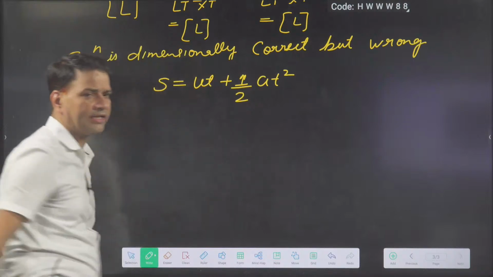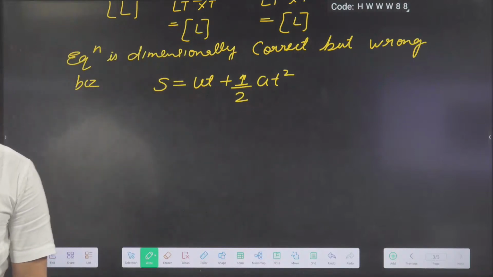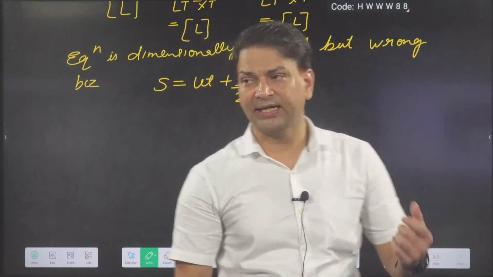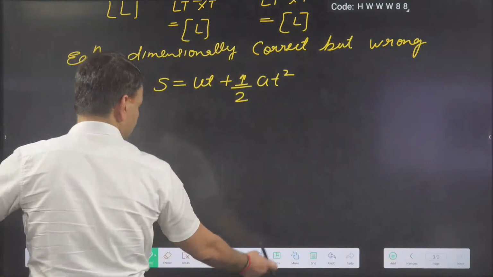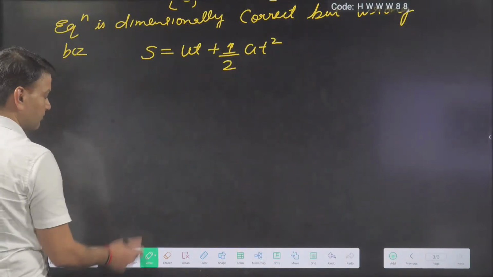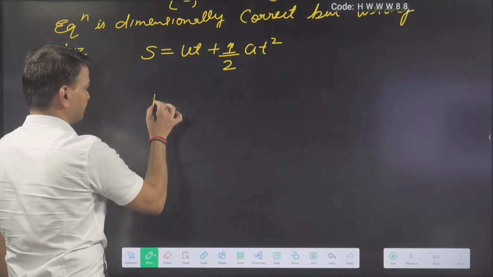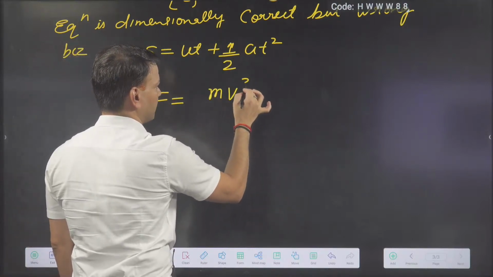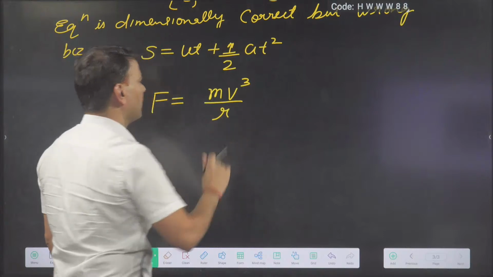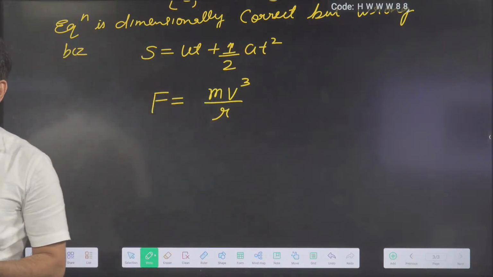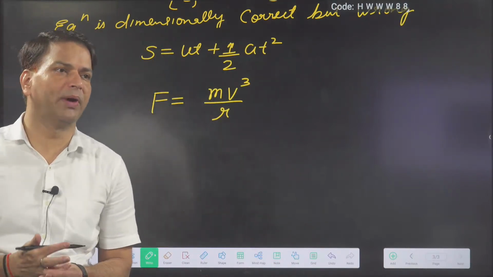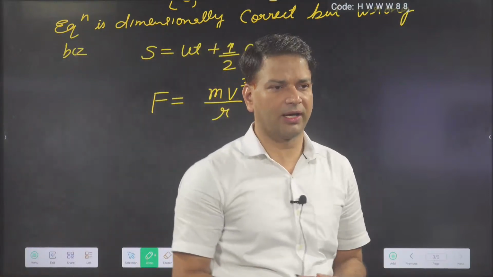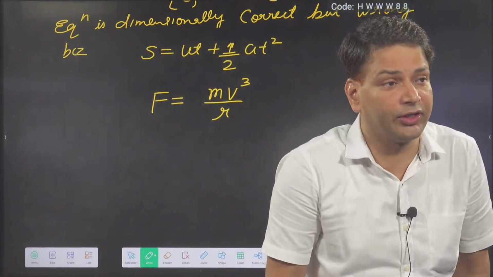So this is the right equation. That's why we can say dimensionally it is correct, but it is not the right equation. Okay. Second example, suppose I have written the force is equal to mv cube by r. So maybe you know the formula of the centripetal force, mv square by r. But suppose I write mv cube by r.